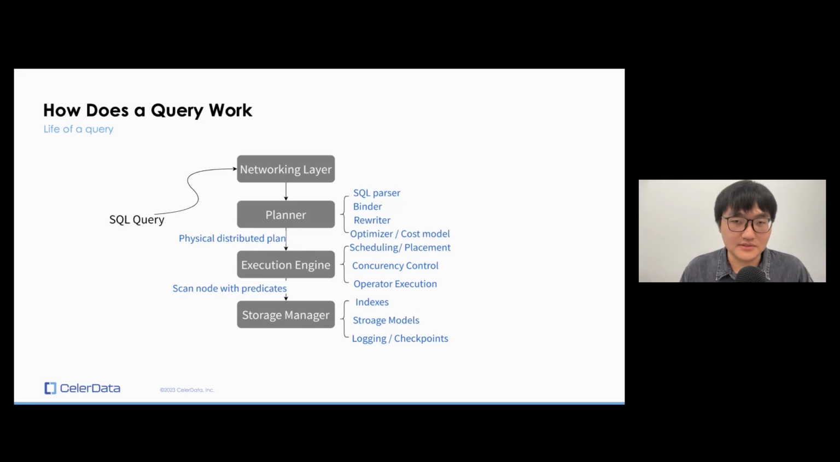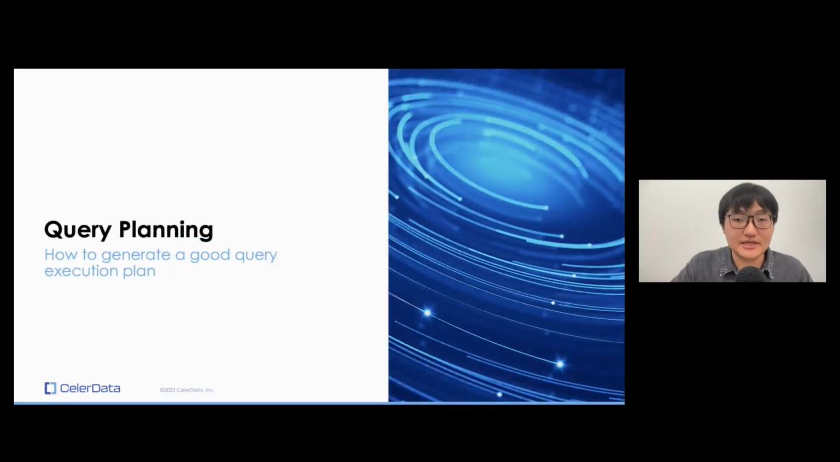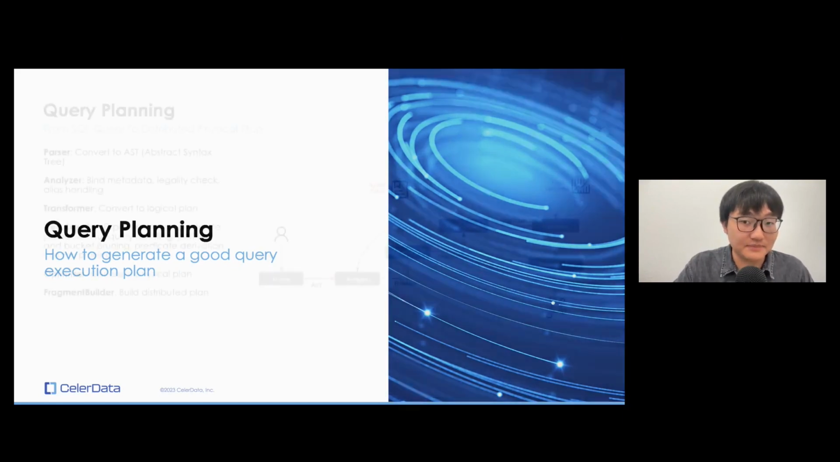Even at a very high level, this is still a multi-layer process, and it requires all of the components to work with each other very well to achieve good scalability, stability, and performance, right? And on the right, you can see some smaller components of each bigger part, and we're probably gonna go into detail on some of them later, right? And first, let's look at query planning and what it takes to generate a good query execution plan and how StarRocks does it, right?